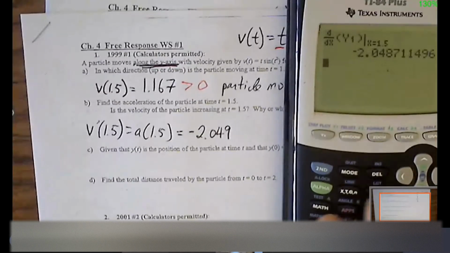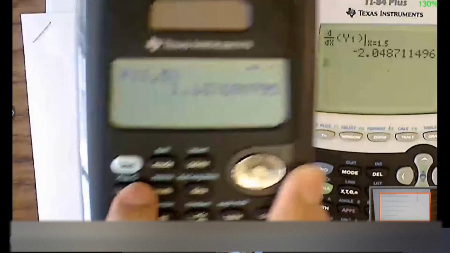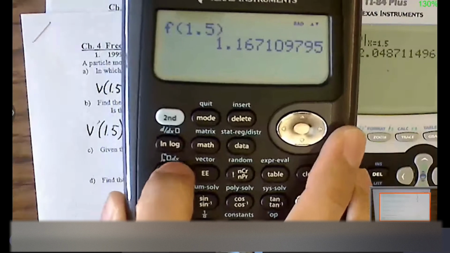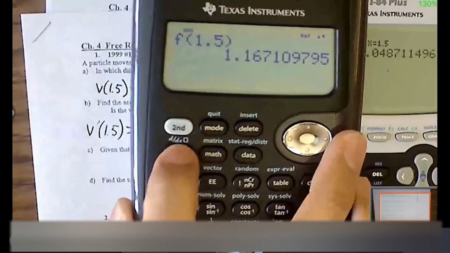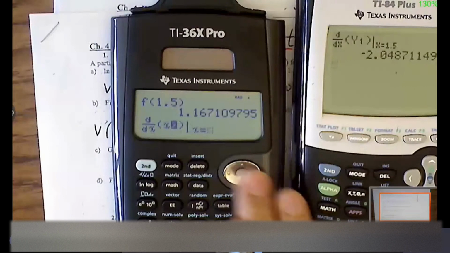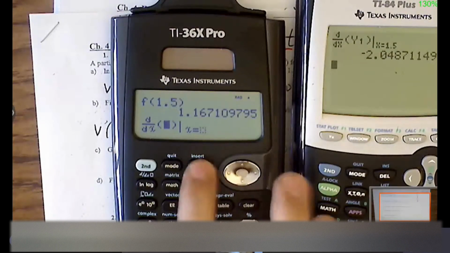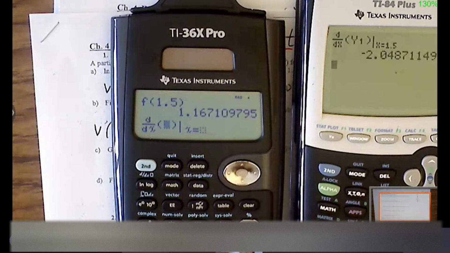Any questions with keystrokes on the 84? Okay. Same. There's a derivative button there, second natural log. d over dx. Oops, dx is already there. I'm going to call the function. So something a little bit different here.